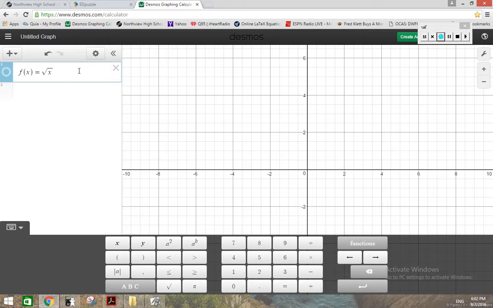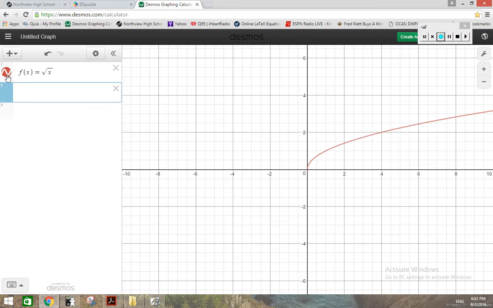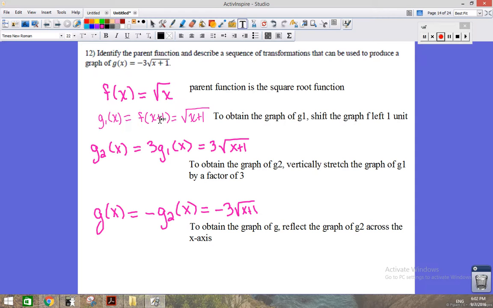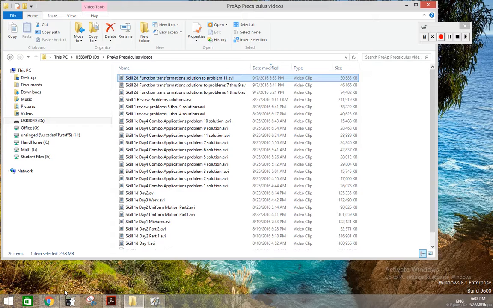Okay. Now, to see that graph, I need to toggle this on. So that circle right there needs to, there you can see the graph. If I click it, it turns it off. So here's my square root function, and the first thing that we did was shift it to the left 1 unit.